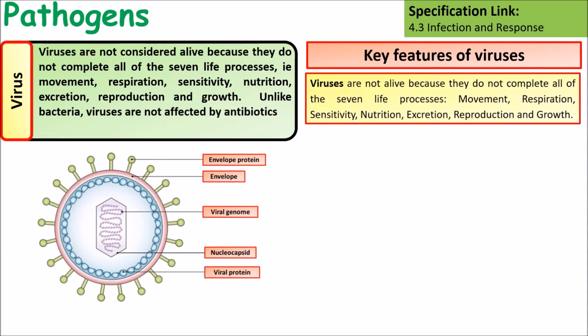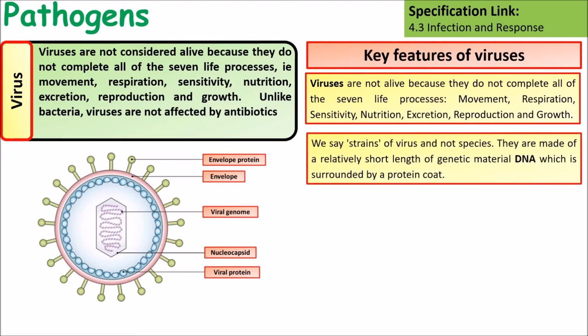So some key things about viruses that we need to think about are that they cannot carry out all of these life processes, so they don't move necessarily by themselves, they can't respire, they don't need nutrition, they can't reproduce and grow. We say strains of a virus, not a species. They're made of a relatively short length of genetic material which is surrounded by a protein coat.